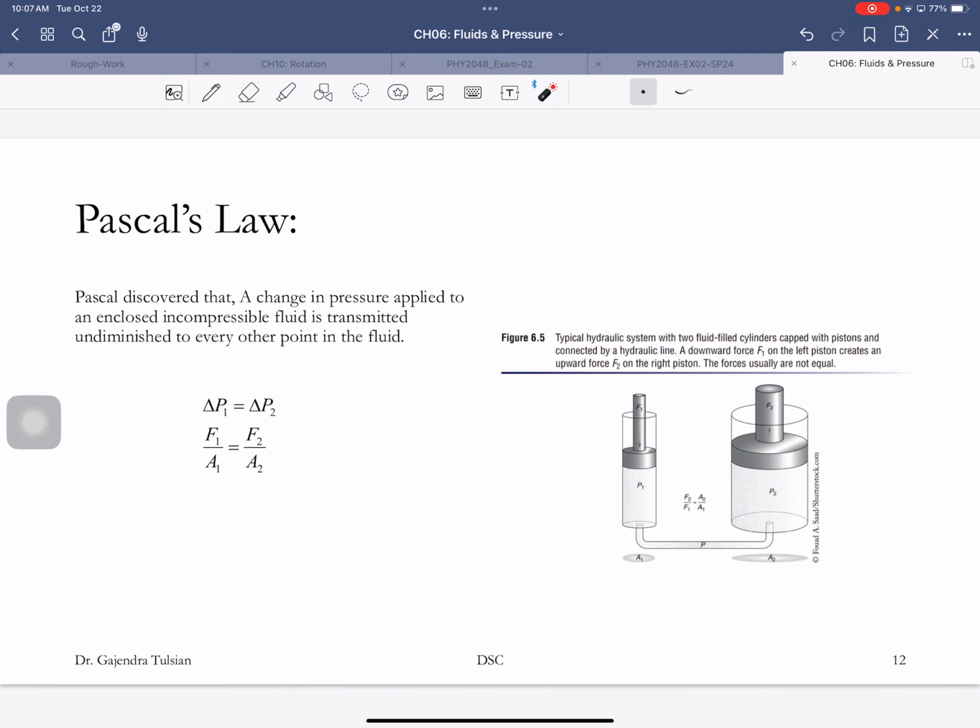Now we'll study something called Pascal's law. This law is used in a dentist chair. What Mr. Pascal discovered is the following. Here's an enclosed fluid. So here's a fluid that's enclosed.